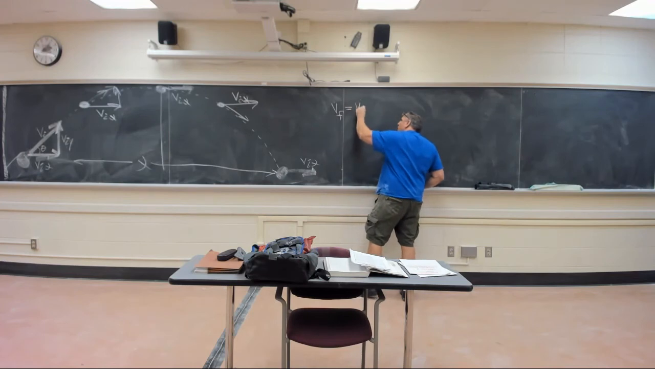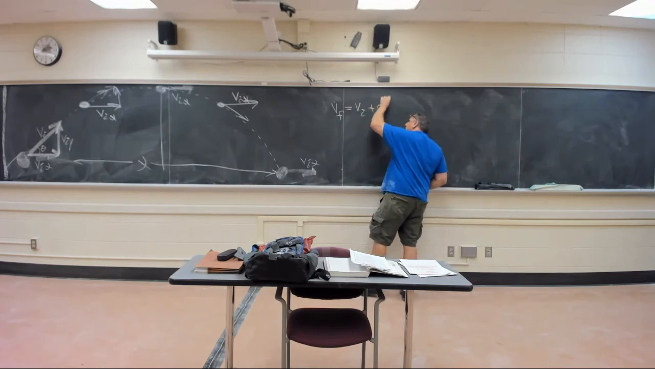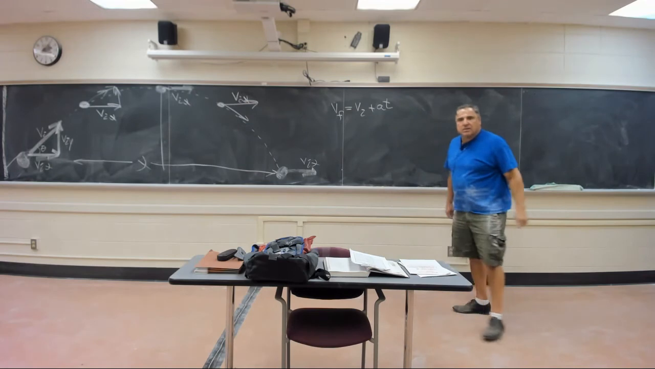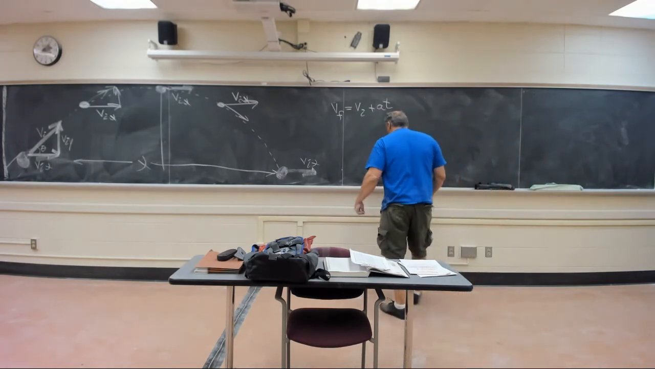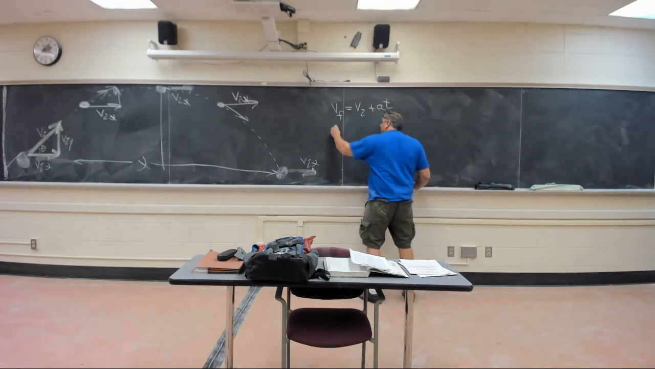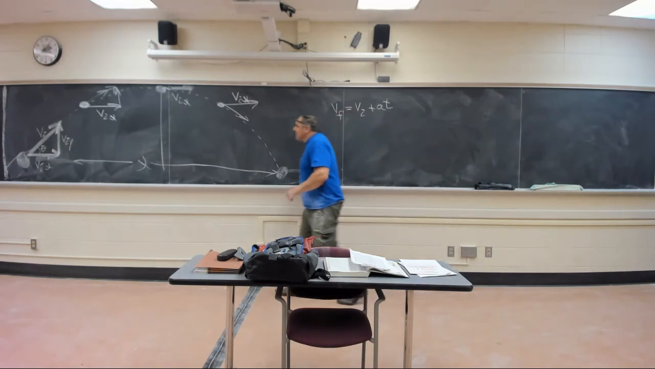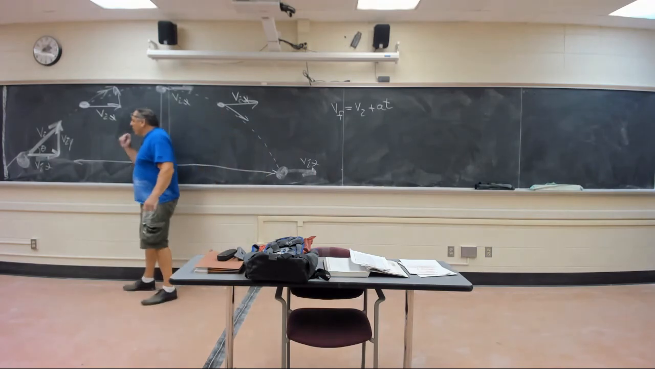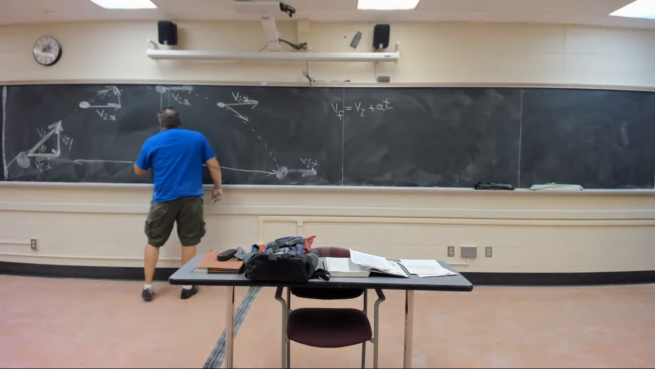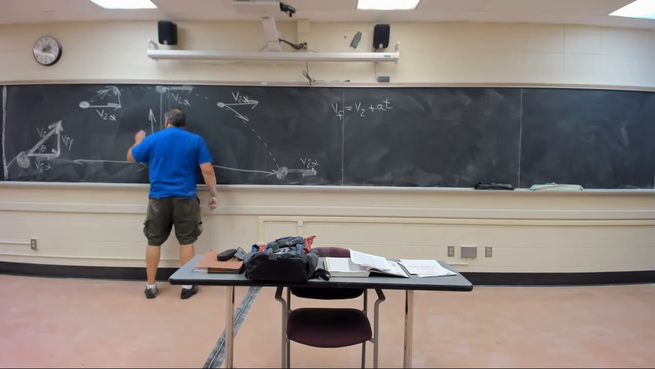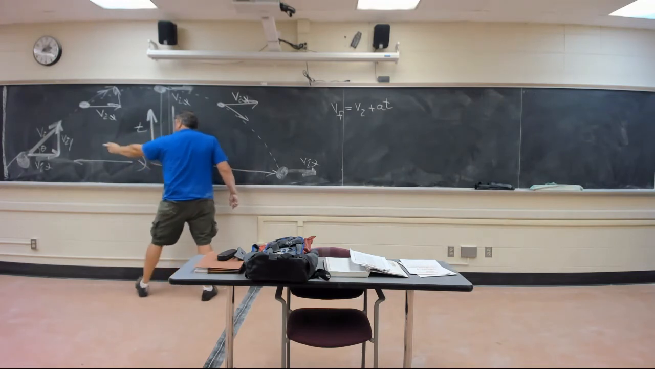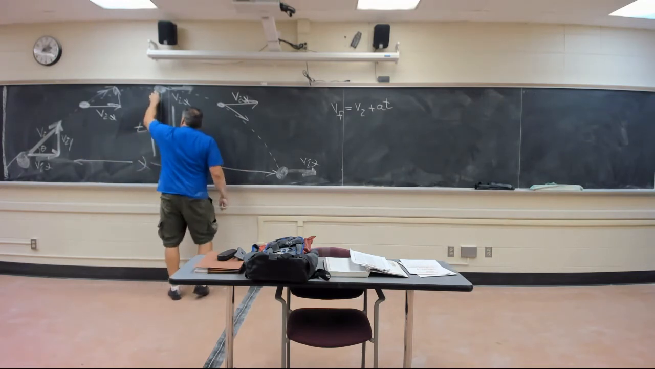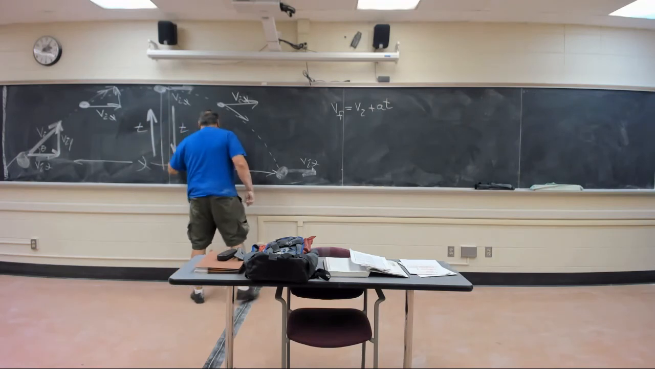Do you guys remember in one-dimensional motion? VF equals VI plus AT. Got a question to ask you. This is completely symmetric. What does that mean? It means it takes time, small t, to get up to the top, and it takes time, small t, to get to the bottom.